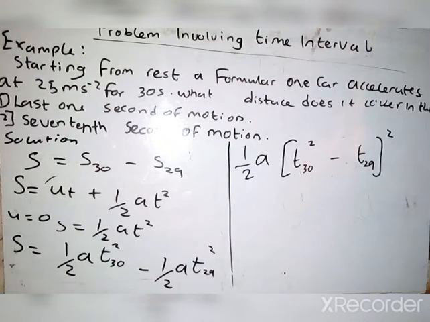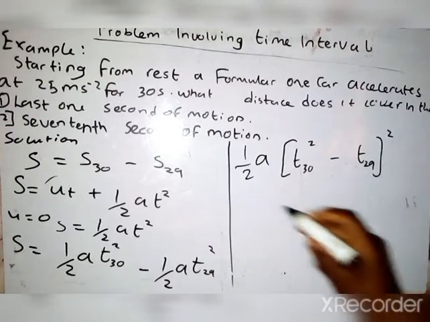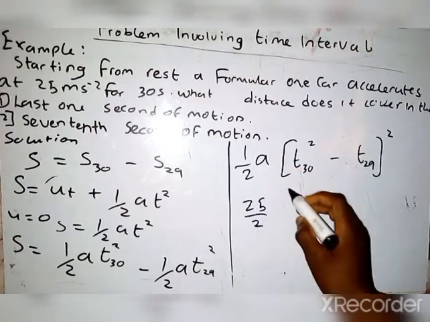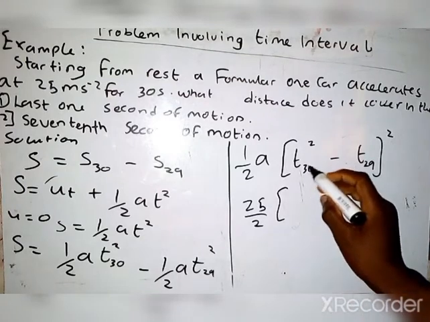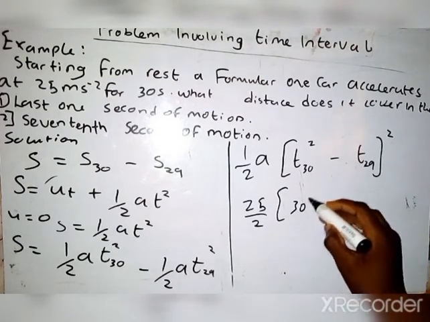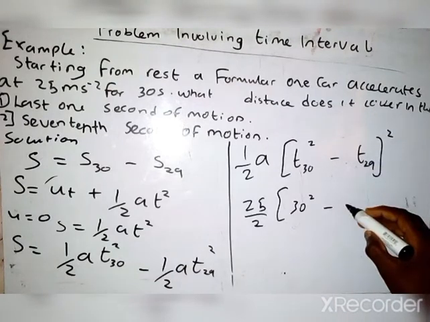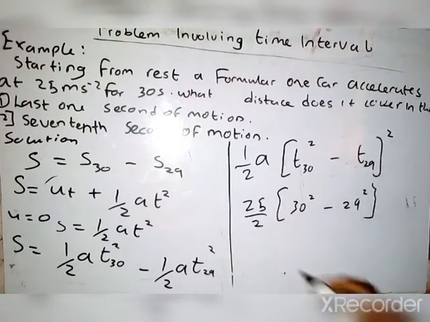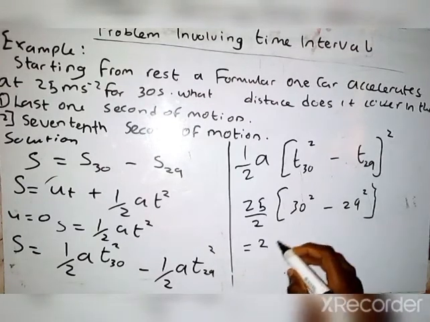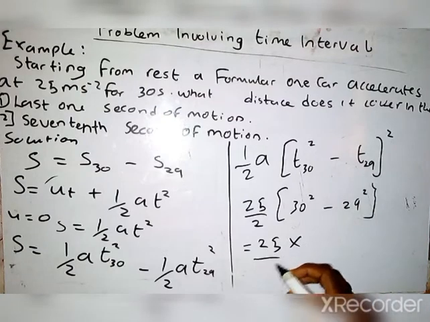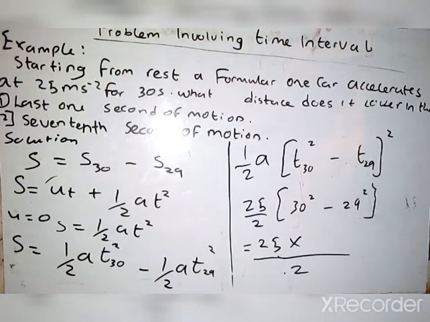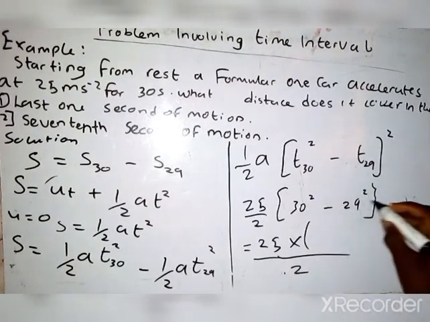So from this place, we can solve this question. It will now be 25, our A is 25. We now have 25/2 into bracket: what is the time for 30 seconds? 30 square minus 29 square. So now we continue. It will now be 25 multiplied by this over 2, right? We first get 30 square minus 29 square.